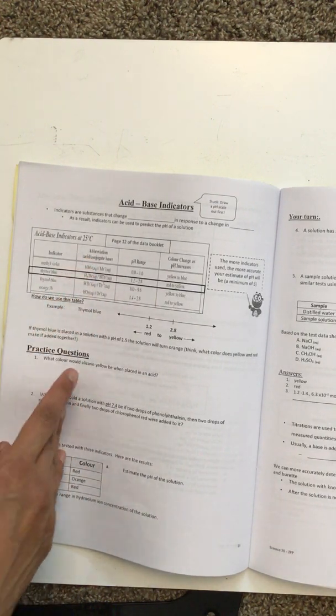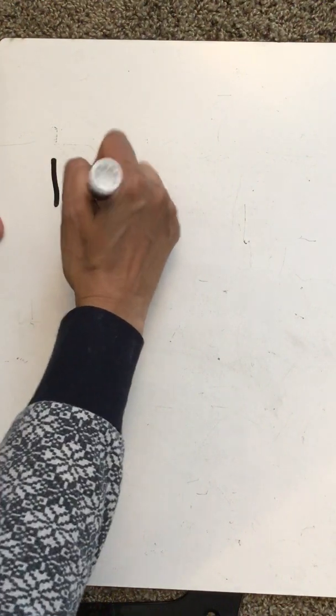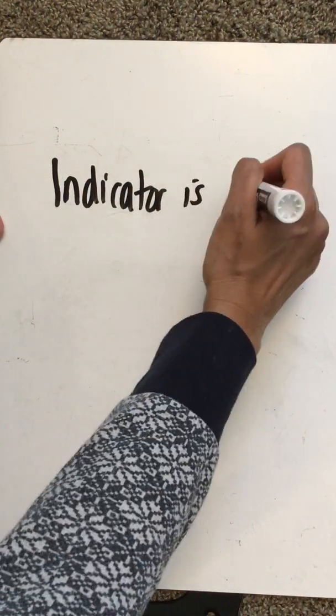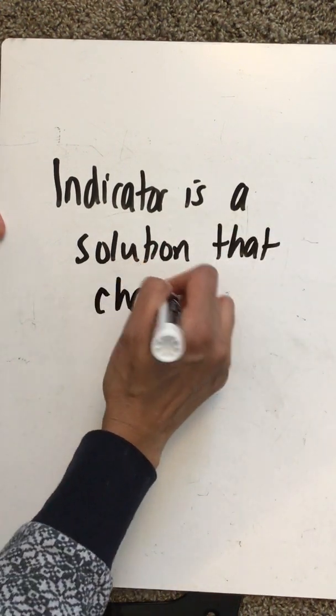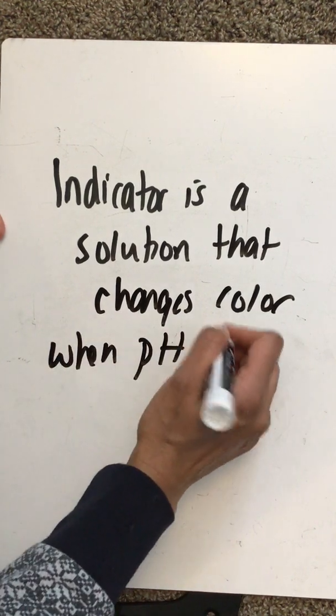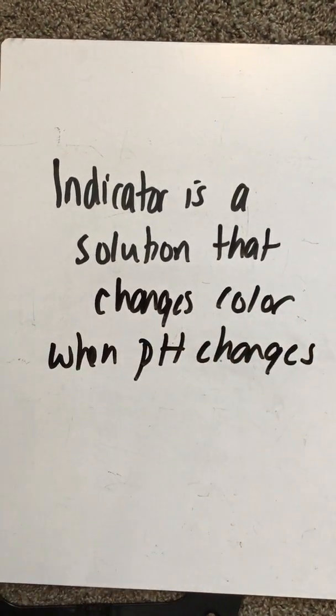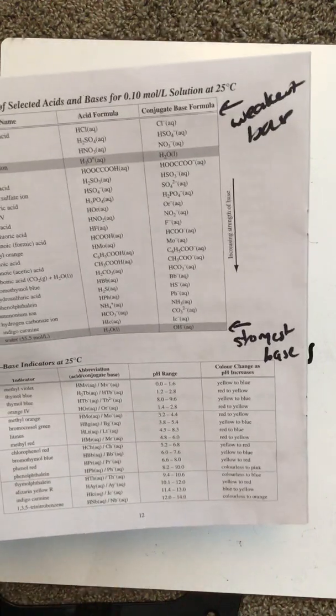Acid-base indicators. Okay, so basically what you guys are looking at is page 12 of your data book. And we're going to talk about what an indicator is. So an indicator is a solution that changes color when pH changes. And it tells you this on page 12. Acid-base indicators, page 12 of your data book.